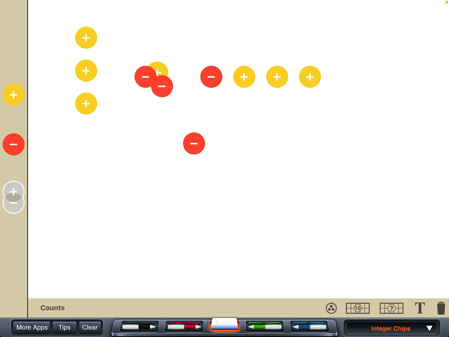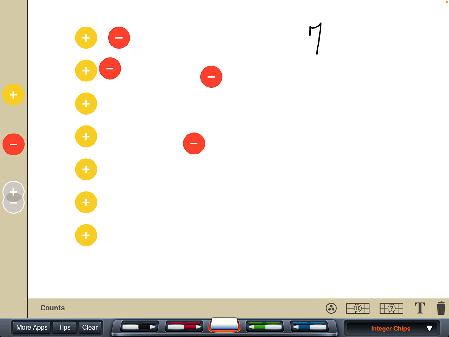Put these in line. So that's 1, 2, 3, 4, 5, 6, 7. So that's 7 what? 7 positives, right? So that's 7. And then 1, 2, 3, 4 negatives. So I have 7 positives and 4 negatives.